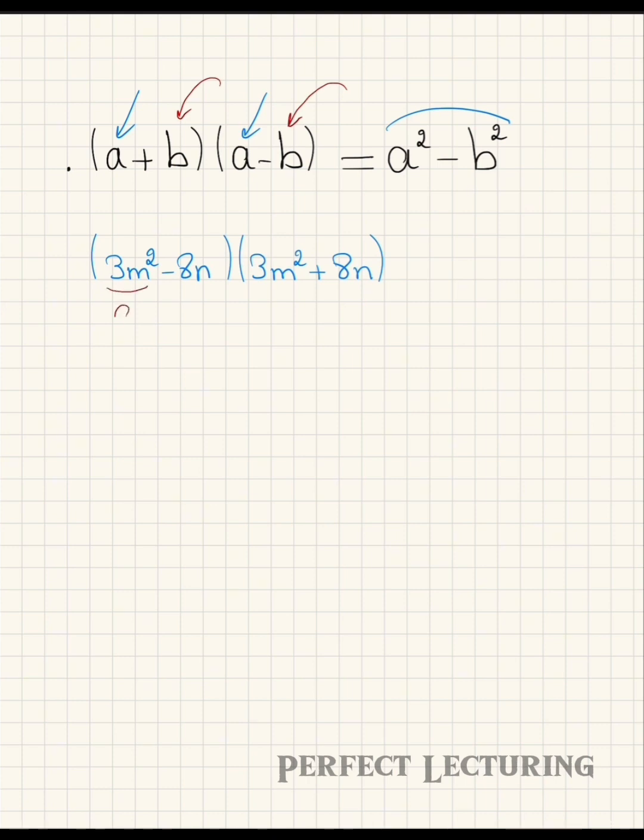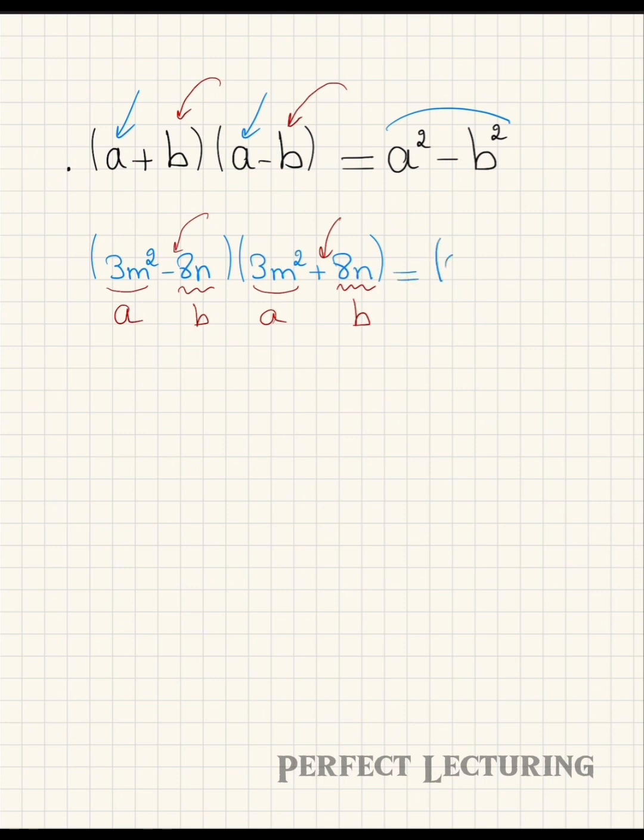So 3m squared is a. We also have 3m squared here. And 8n is b, as well as 8n here, which is another b. And you have opposite signs. One is a minus and one is plus. That is beautiful. Everything is good. So we can apply the formula.